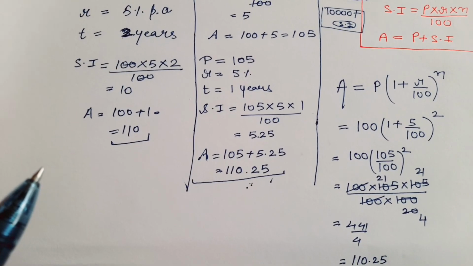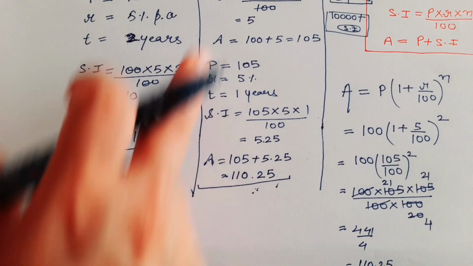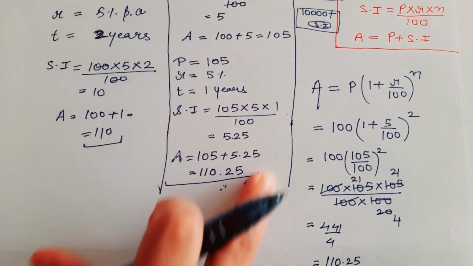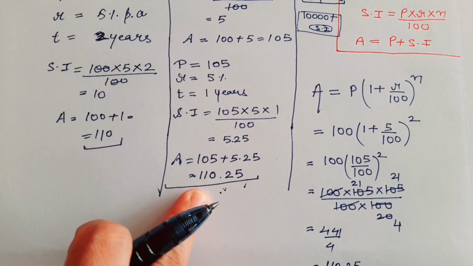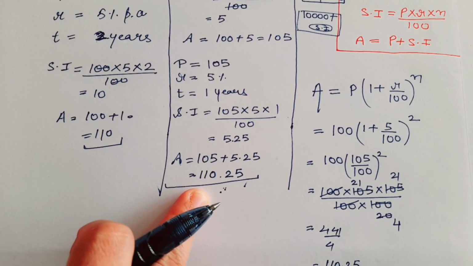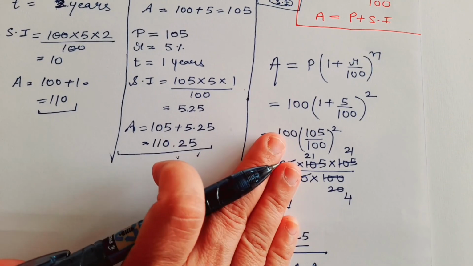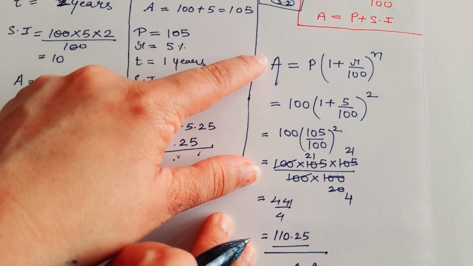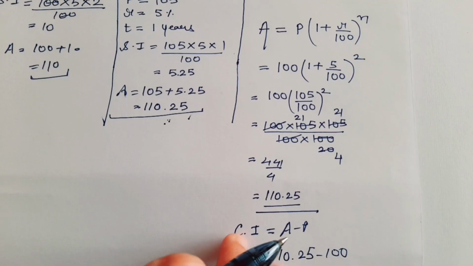So I hope you have understood the difference between simple interest and compound interest, and what the procedure is. But actually we are not calculating like this, year by year, because it will be a big task if we are calculating for 10 years or 5 years. So how do we calculate? By applying the formula, we calculate the amount and then the compound interest by subtracting the principal from the amount.